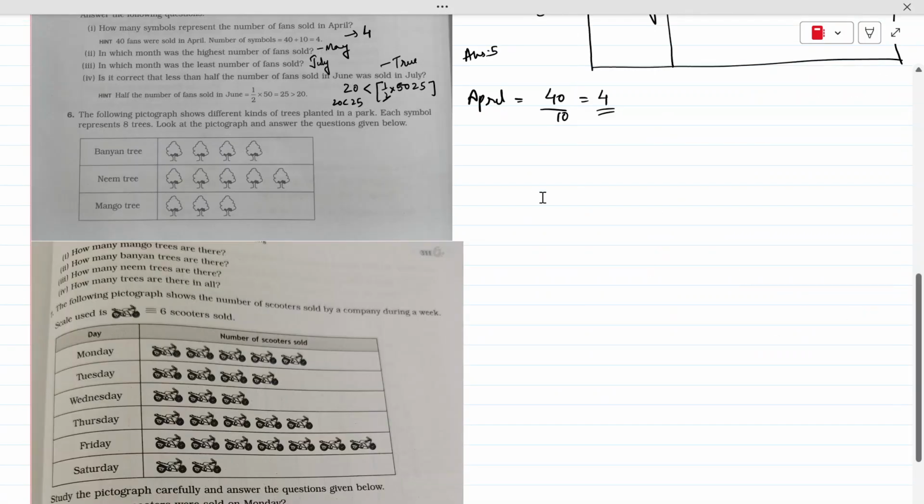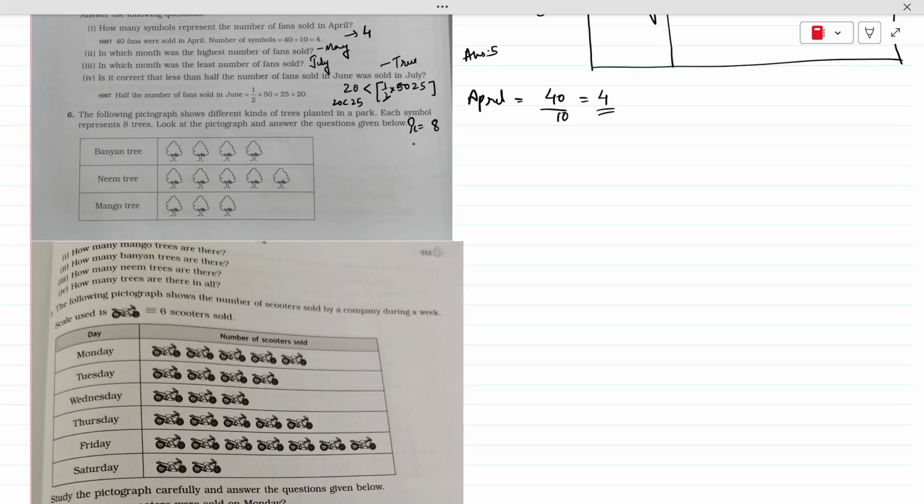So in question number 6, the following pictograph shows different kinds of trees planted in a park. There are 3 different types of trees given to us: banyan tree, neem tree, and mango tree. Now each symbol represents 8 trees. That means one picture of a tree here is equal to 8 trees. Okay, so look at this and answer the questions given below.